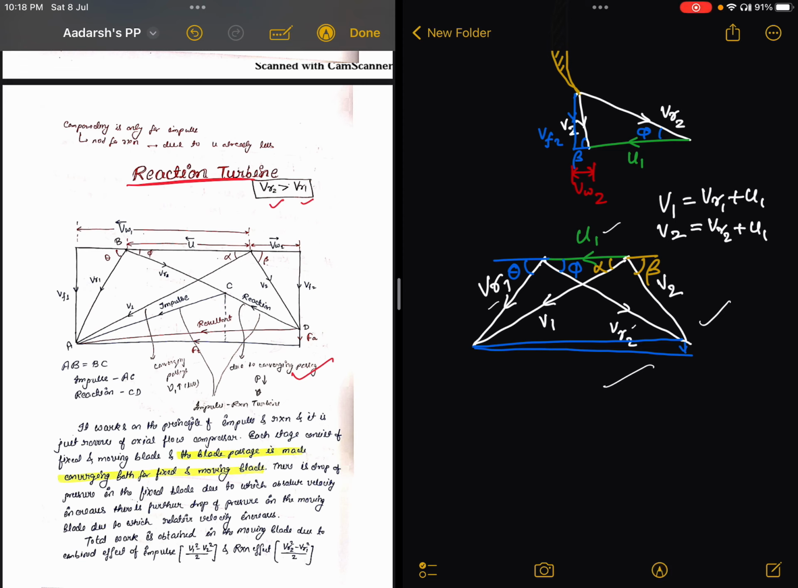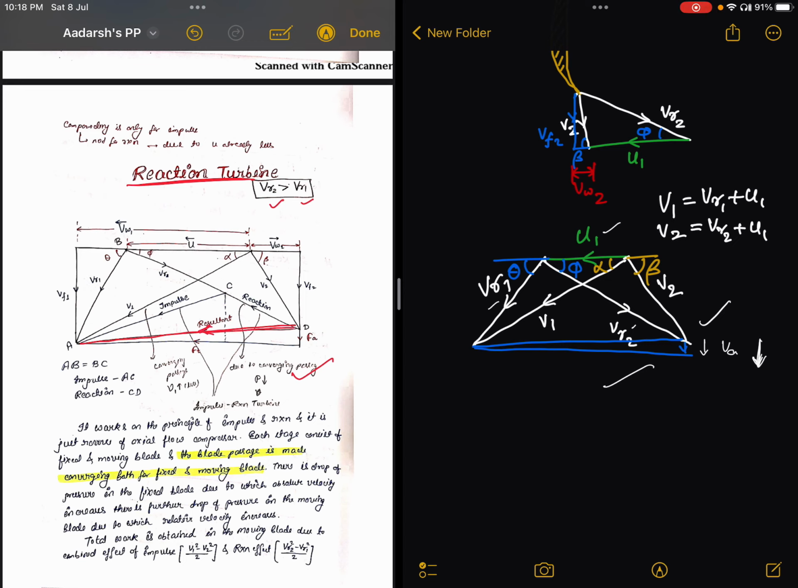Here what we are seeing is that the axial velocity of the outflow is less than the axial velocity of the inflow. So there is an axial force applied on the blades. There is an axial force applied on the blades of the reaction turbine. So here this is becoming the resultant force.